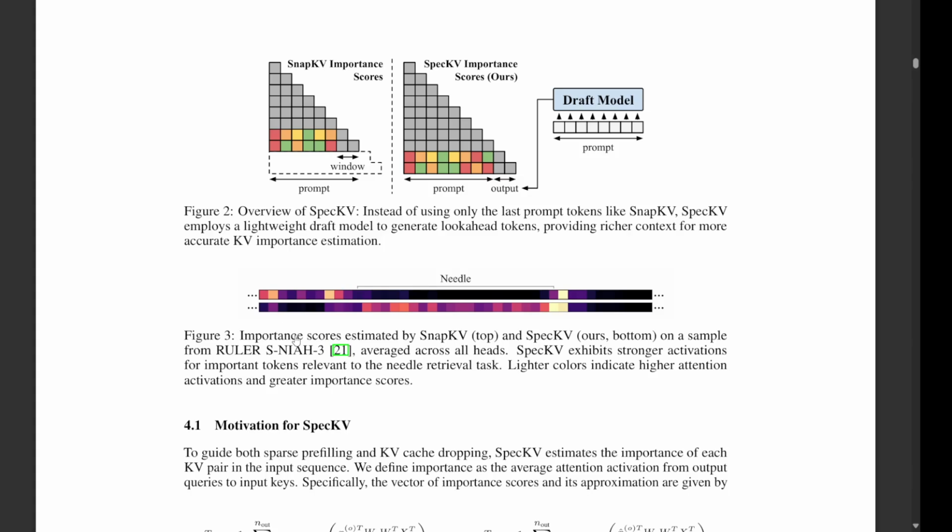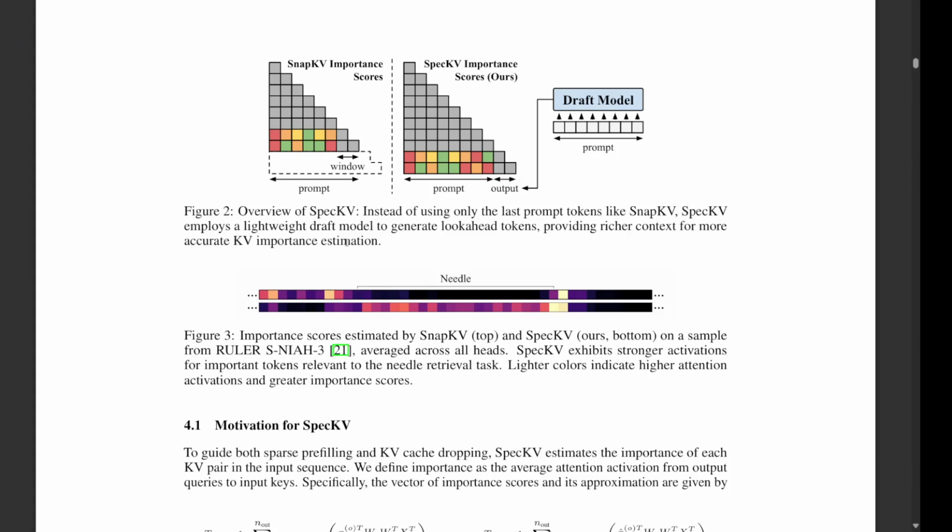Think about that needle in a haystack idea. Find one specific fact in a huge document. Right. Methods looking only at the initial input might not see the needle as important right away, but SpecKV generates a bit of draft output, maybe the start of an answer referencing the needle. When the attention from that draft output looks back at the input, it lights up the needle tokens much more strongly. The sources have figures showing exactly this. That makes intuitive sense. The draft gives a hint about where things are going, which helps prioritize the relevant history.